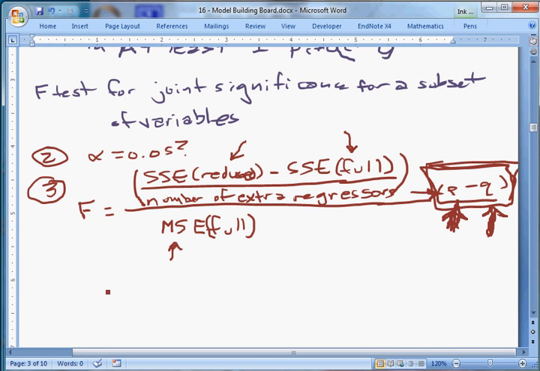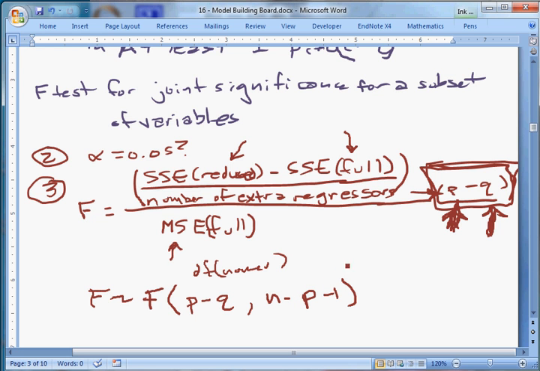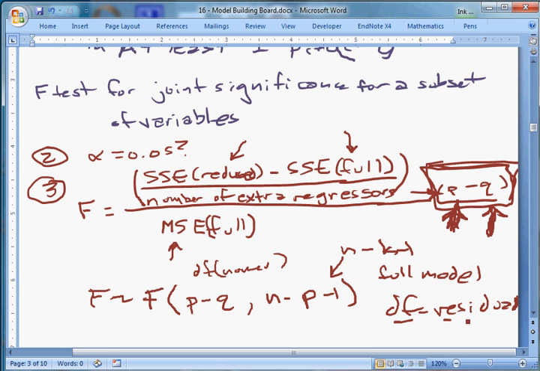Now under the null, this has an F distribution. How many degrees of freedom does it have? Well, it has P minus Q degrees of freedom in the numerator, so the number of extra regressors is the DF numerator. That's degrees of freedom in the numerator, and N minus P minus 1 in the denominator, which is to say this is the N minus K minus 1 for the full model. It's the DF residual in your full model. So if you see the degrees of freedom column and the residual row, that's where you're getting this.